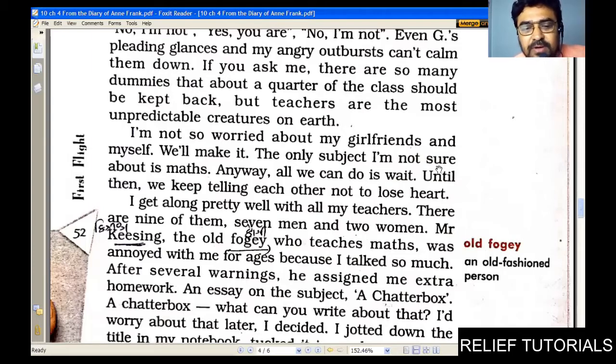"After several warnings, he assigned me extra homework" as punishment. What is the punishment? An essay on the subject, a chatterbox. This subject was intentionally given just to have her reflect upon what she's doing. That is a nice way to make somebody realize what they are doing. So it's a nice homework punishment given to her, just to introspect. A chatterbox. What can you write about that? Perhaps she was clueless about what to write.